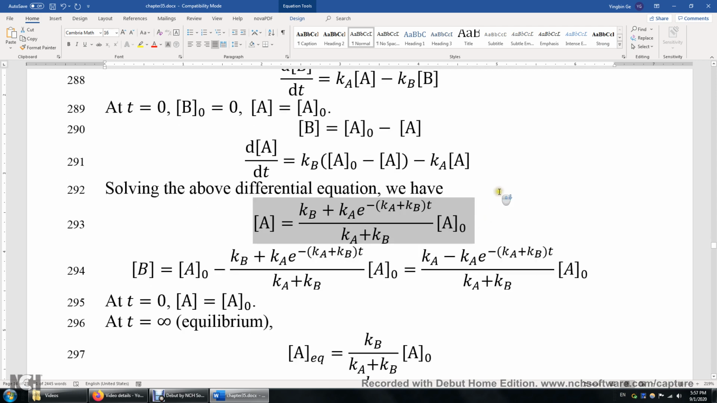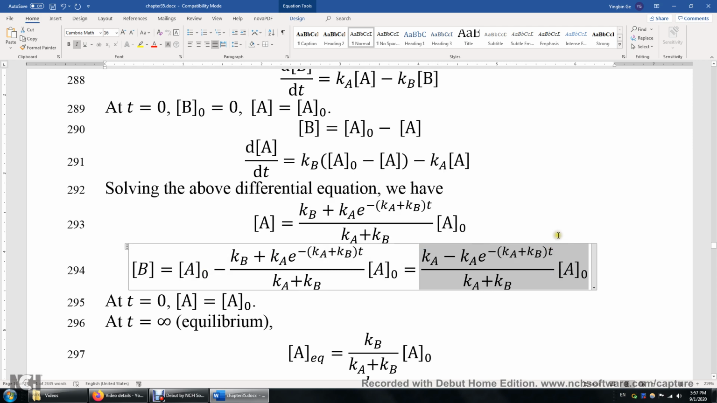It still looks complicated, but there's a reason. If we look at the concentration of B, the concentration of B is A naught minus A. So we simplify this expression by combining these two terms. We get this expression for the concentration of B. And then if you look at this one, you'll realize that when we plug in time equals 0, you get Ka minus Ka on top. So the concentration of B is 0 at time 0.